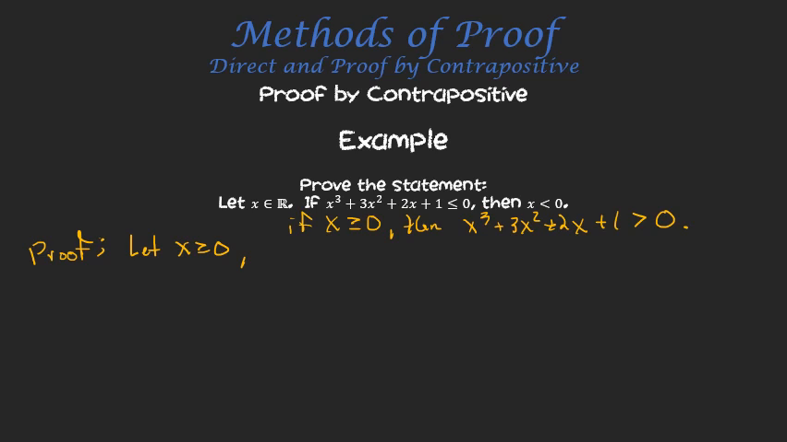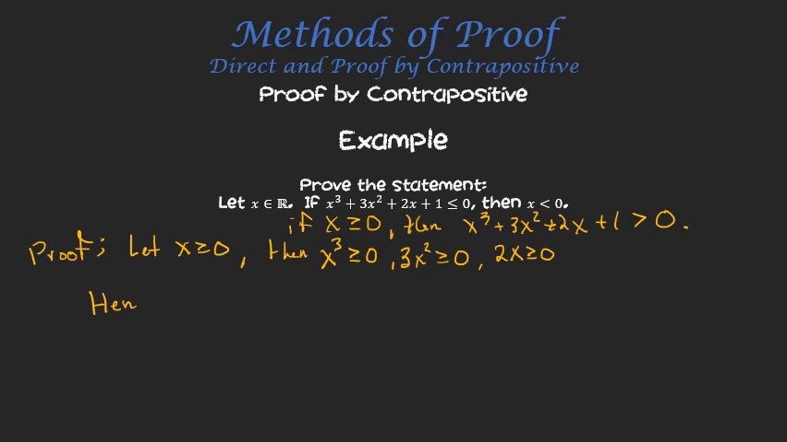Then I'd like to say that this polynomial is strictly greater than 0. I want to first establish some facts. If x is greater than or equal to 0, then certainly x cubed is greater than or equal to 0. 3x squared will be greater than or equal to 0. 2x will be greater than or equal to 0. And that's sort of it. I know if x is greater than or equal to 0, then those three things have to be true.